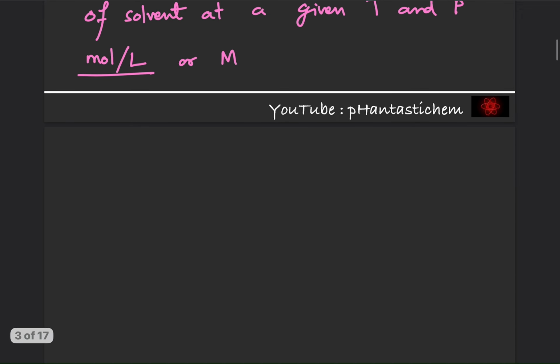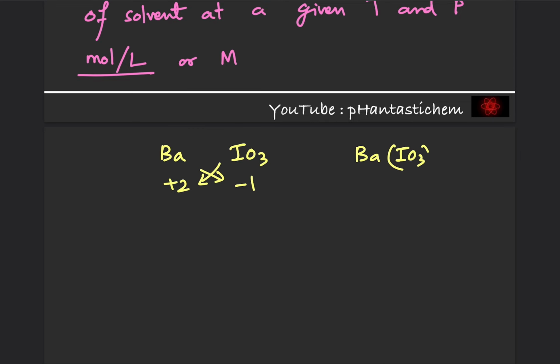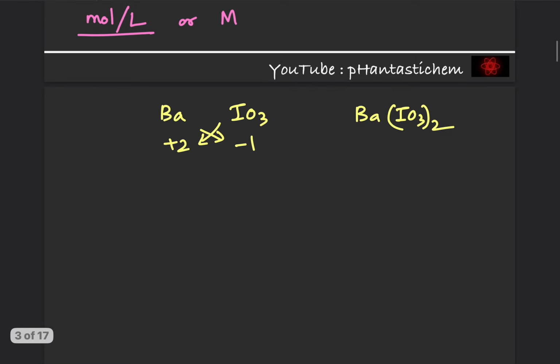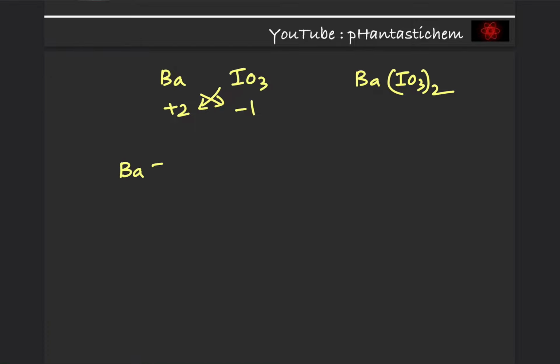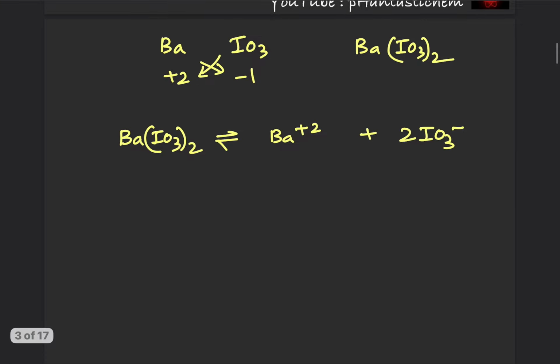Barium has valency +2, iodate is IO3 with charge -1, cross multiply. So our salt is Ba(IO3)2. This will dissociate into Ba2+ plus 2 IO3- ions, right?